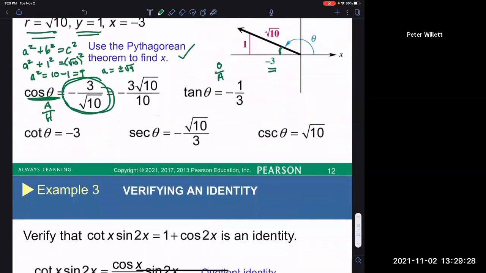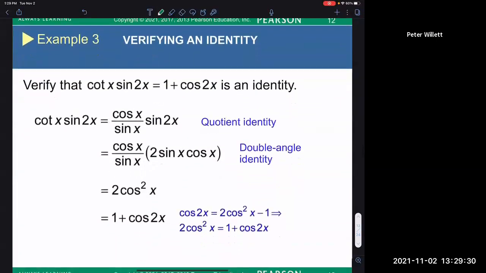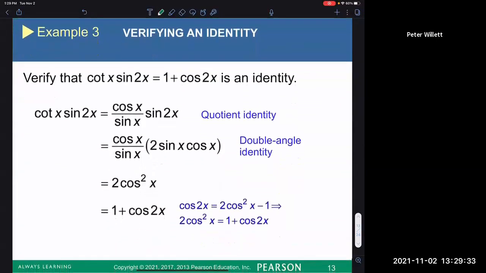All right, let's see example 3. Now, this is one where we're supposed to verify an identity. This is the other kind of identity problem we've been working with in these first 4 sections as well. And the identity we're supposed to verify is that cotangent of x times sine of 2x is equal to 1 plus cosine of 2x.